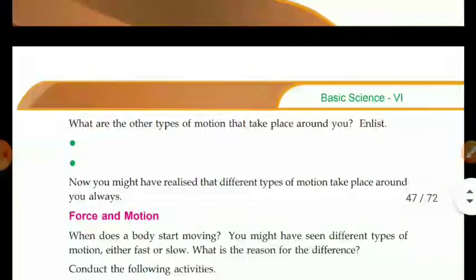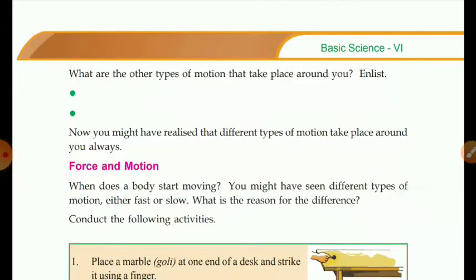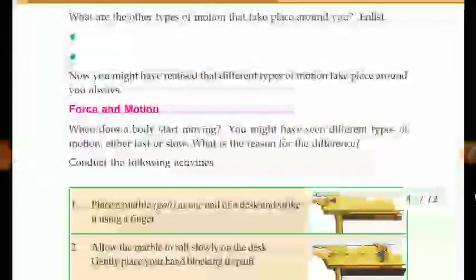Next question, what are the other types of motion that take place around you? The motion of vehicles, motion of trees, motion of a pendulum, fan rotating, motion of birds, then motion of flowing water. Now you might have realized that different types of motion take place around you always. So now let us discuss force and motion.